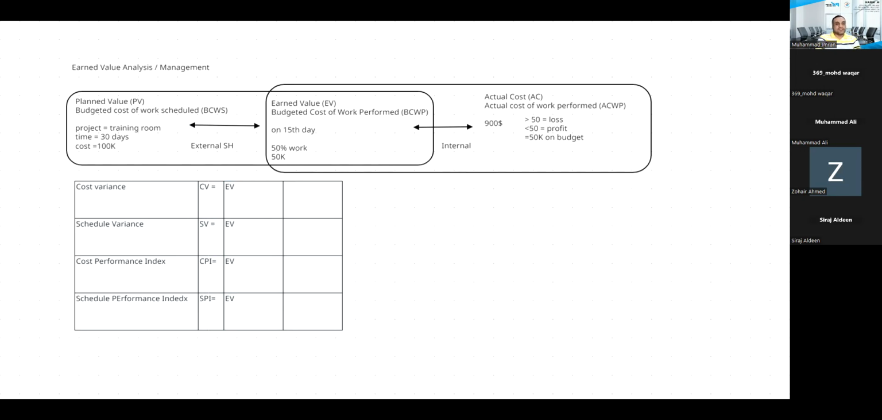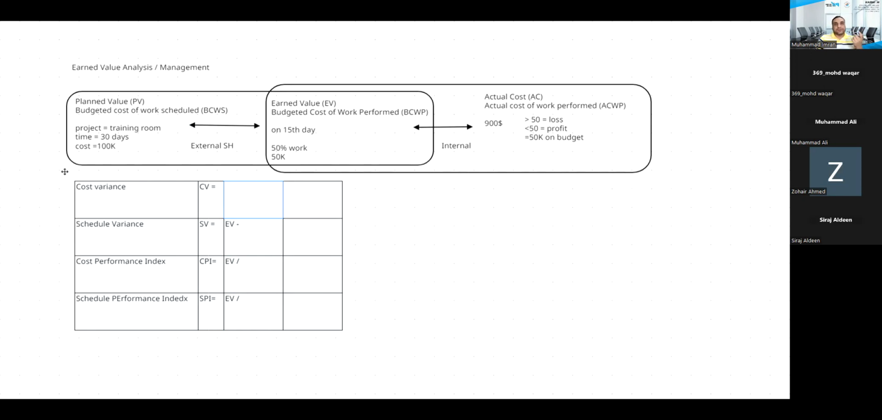Yes. So variance means difference, difference means minus, right? Index means ratio, ratio means divide. So we have two formulas for variance and two formulas for index. And we had three variables. Out of three, I have used one. Remaining are two variables. Now the second variable I will place based upon the formula itself.